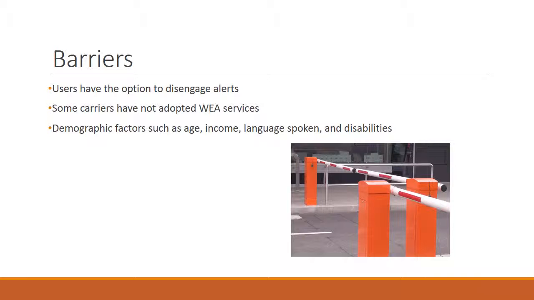Language is another barrier. Most WEAs are sent in English, sometimes Spanish, but users whose first language isn't English or Spanish may not understand the alert. Lastly, individuals with visual or hearing disabilities may not be able to hear or see the alert, and therefore may not be able to respond accordingly.